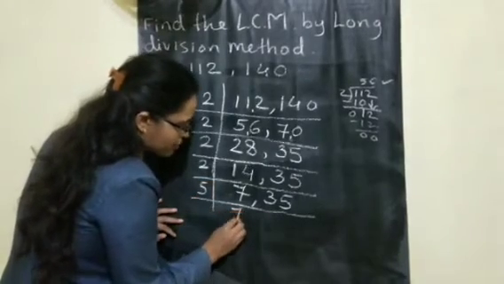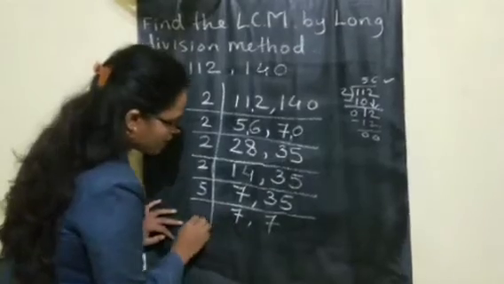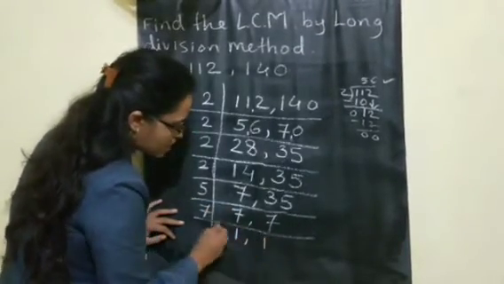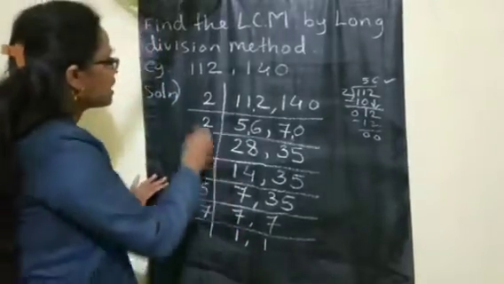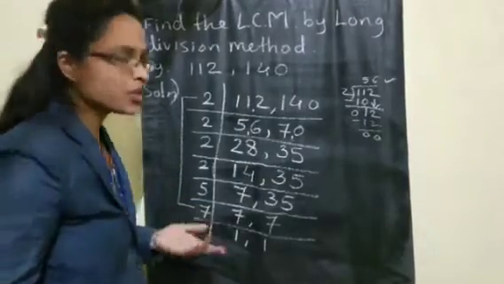You cannot divide by 7, but you can divide 35. 5 7s are 35. And now, you have to divide with the 7 only. 7 1s are 7, 7 1s are 7. Till we get 1 1 here, we have to continue like this. And now whatever factors we get here, we have to find the product of them.